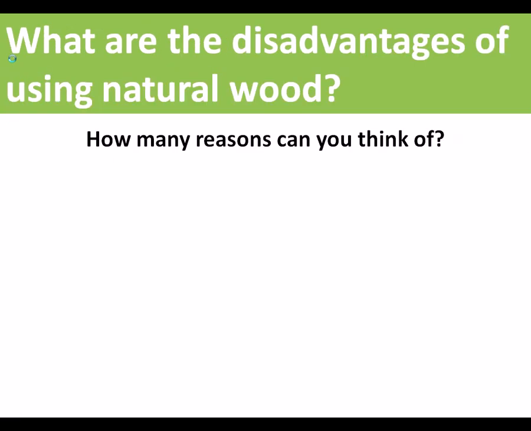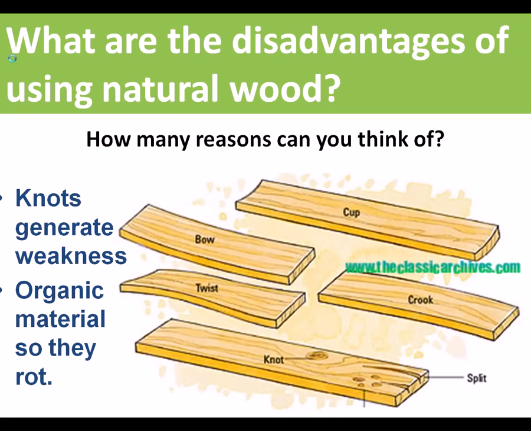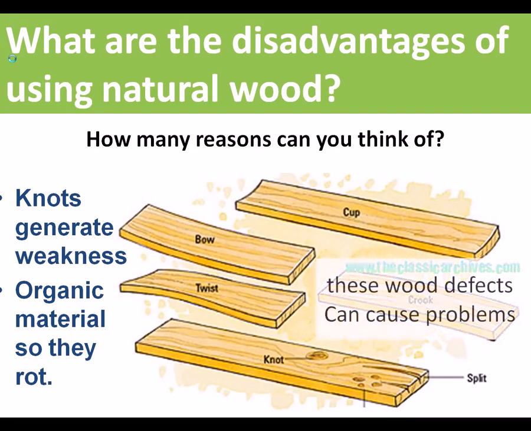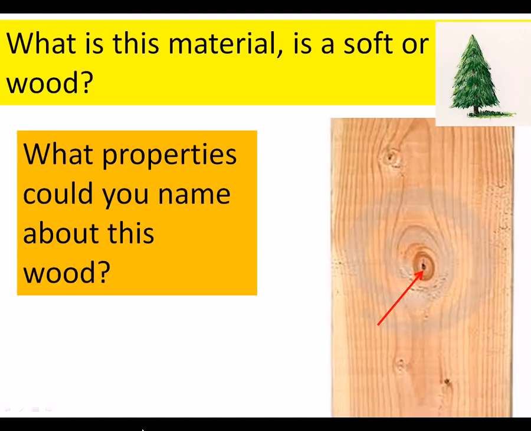What are the disadvantages of using natural wood? You can have knots. It will rot if it's not treated properly. You can have a lot of wood defects that cause problems, knots, splits. So natural wood, because it's a natural product, has this range of problems. You can have cup, bow, knot. These are all things that will make the wood unsuitable or difficult to make into furniture. What are knots? Knots are made when the tree grows over branches and they leave little growth rings. So another natural defect in wood.